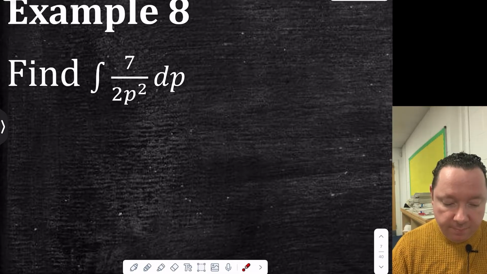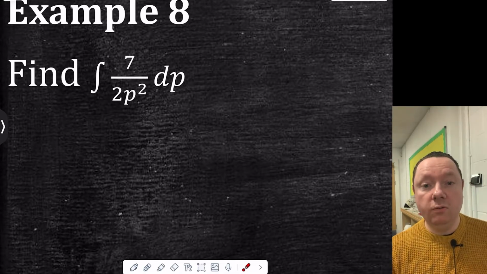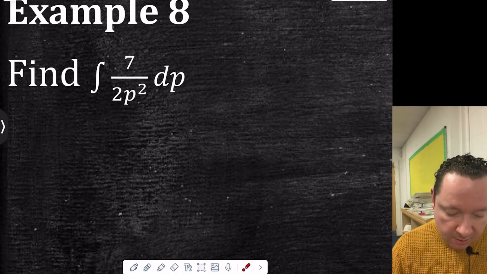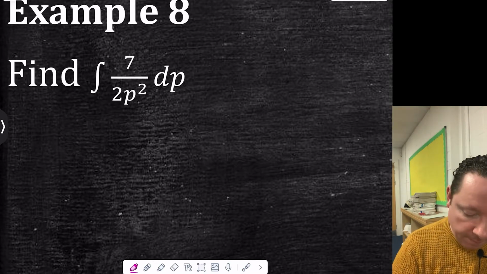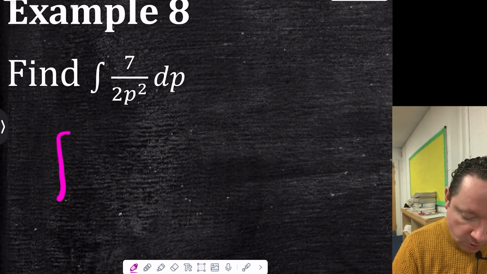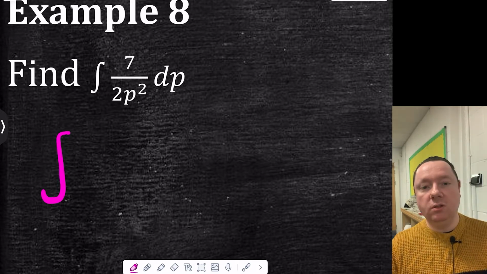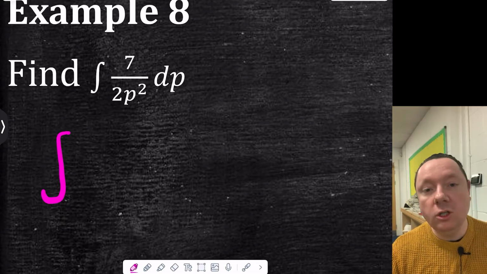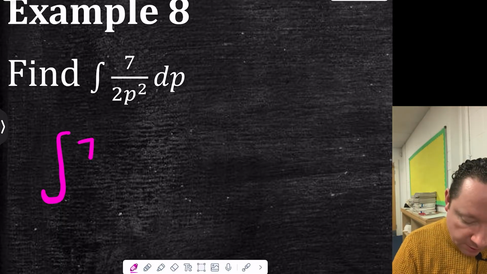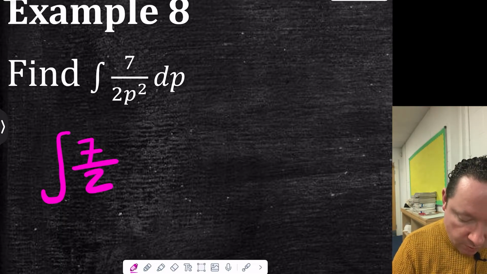Example 8. Hopefully you're following along okay so far and feeling confident. Find the integral of 7 over 2p squared dp. So be careful on this one. We need to make it positive. We need to make the power on top of the fraction. The 2 does not go along. So I've got 7 over 2, that stays where it is, p to the minus 2 dp.